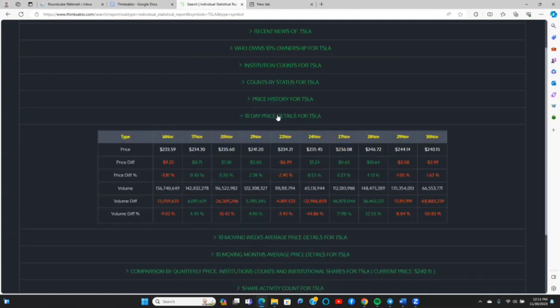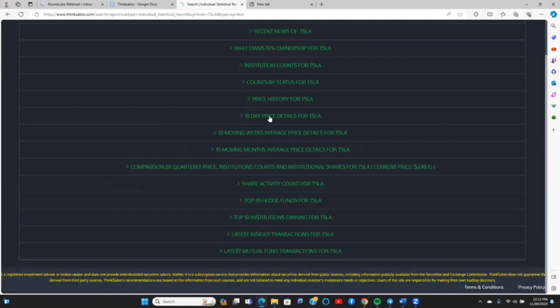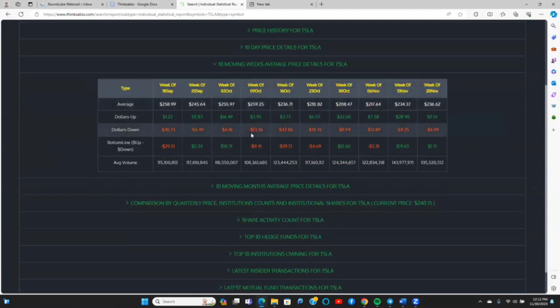Then you've got 10-day price details, which looks at the pricing and volume performance over the last 10 days. That can be helpful. So you have price, the difference, and the percentage of difference, and the same for volume as well over the last 10 days.